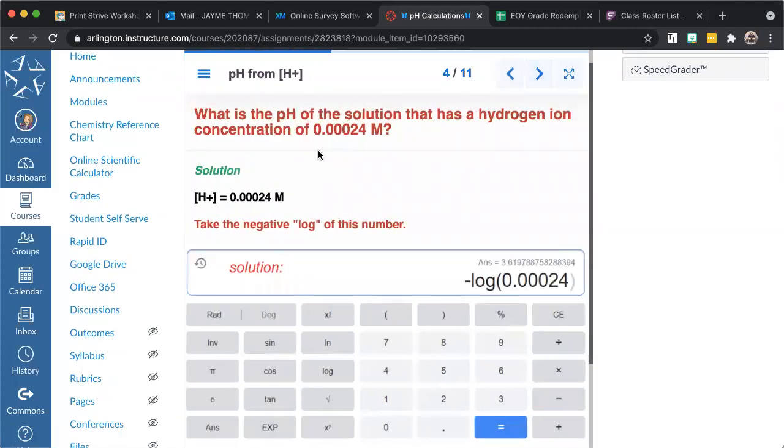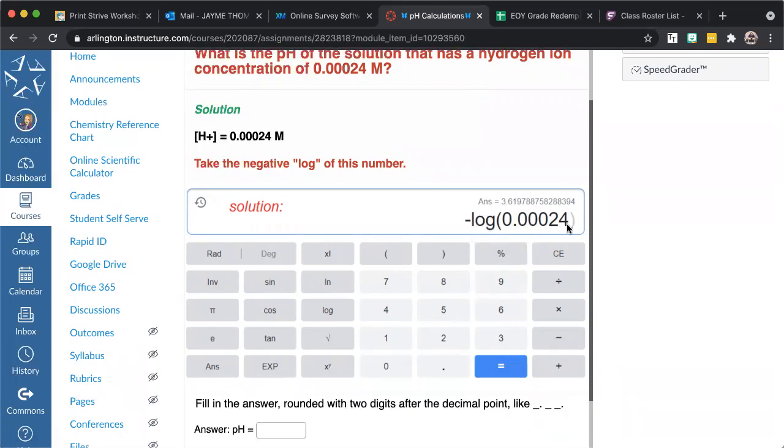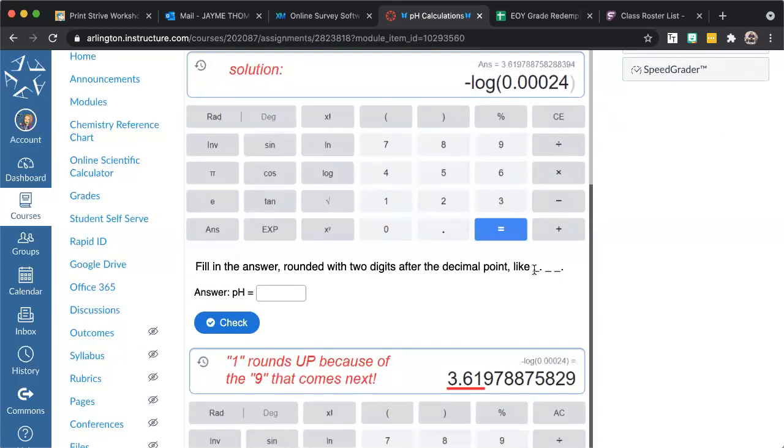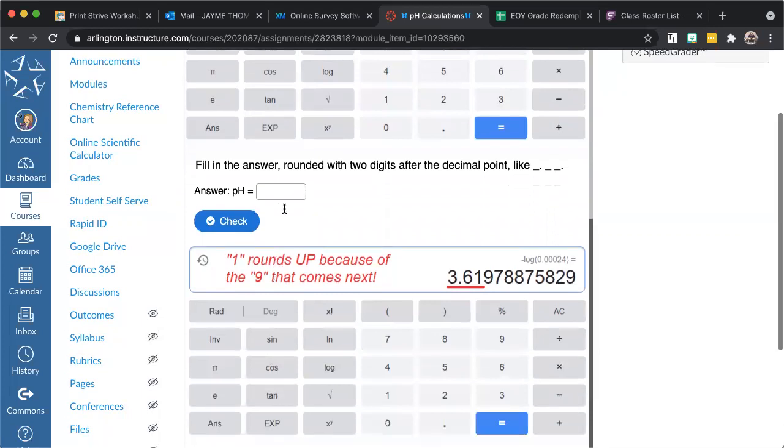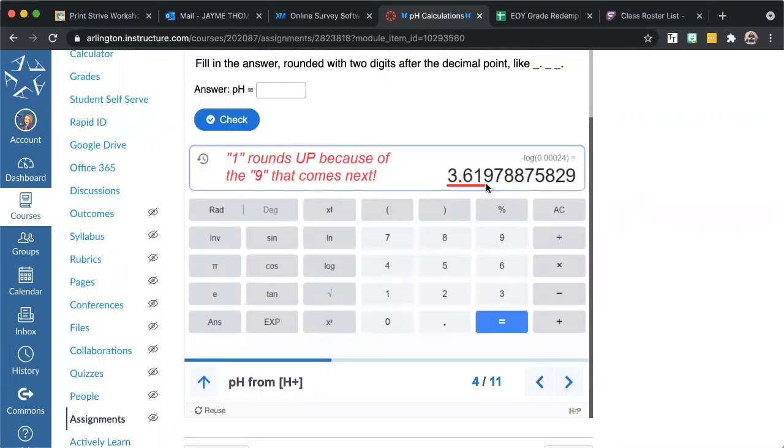Okay. So this one, again, is pretty straightforward. What's the pH of the solution that has a hydrogen ion concentration of, and then here is the molarity or the concentration they give us. So this is my hydrogen ion concentration. Again, in your calculator, you do negative log and you type in this number, 0.00024. And then you want to make sure around the answer. Usually pHs, we do them to 2 decimal places, like to the 100th place. So on this one, you can type and check it, and then it comes out to this, but because there's a 9 behind the 1, we're going to round it up to 3.62. Okay, so don't forget rounding rules, basic math stuff.